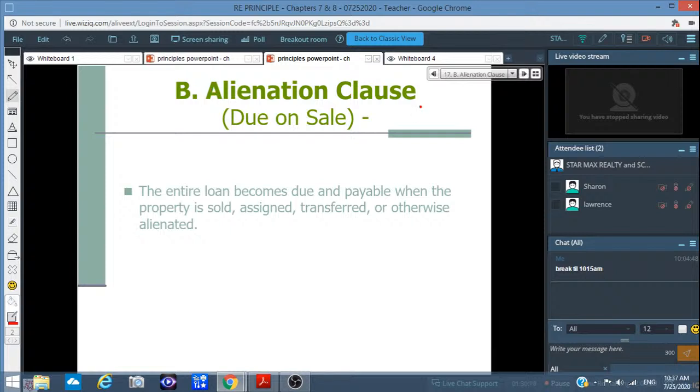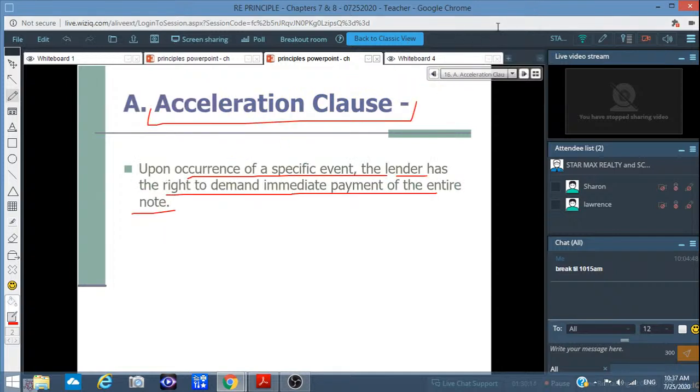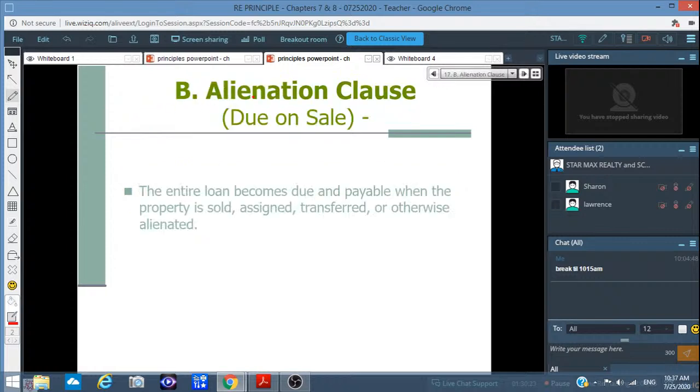Okay, alienation clause, due on sale. I guess the acceleration clause is not due on sale, right? It's something else. You just change title, you just give it to someone else. But the alienation clause is due on sale. When you sell it, you have to pay back the loan. 你卖掉房子，你要付清贷款。The entire loan balance becomes due and payable when the property is sold, assigned, or transferred, or otherwise alienated.